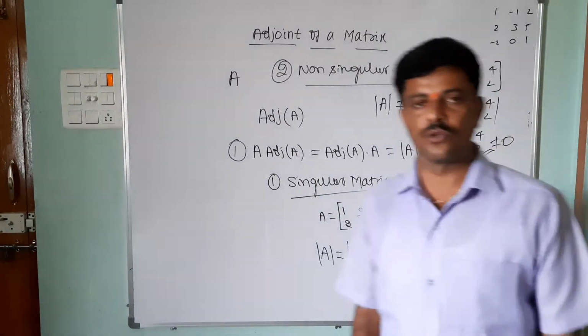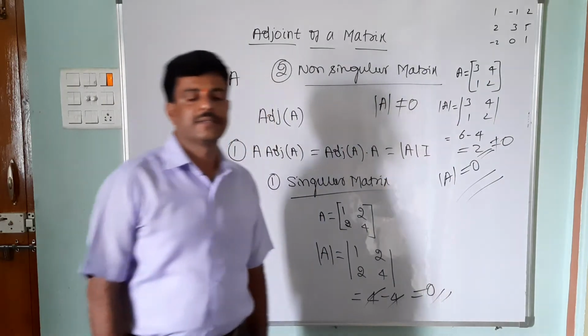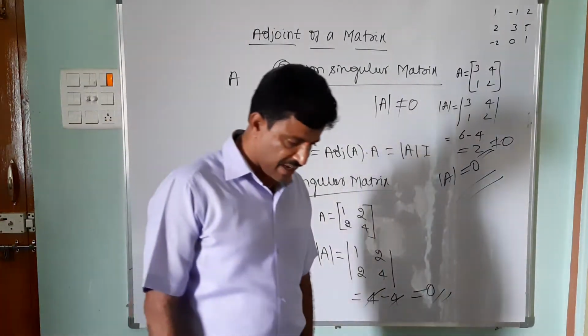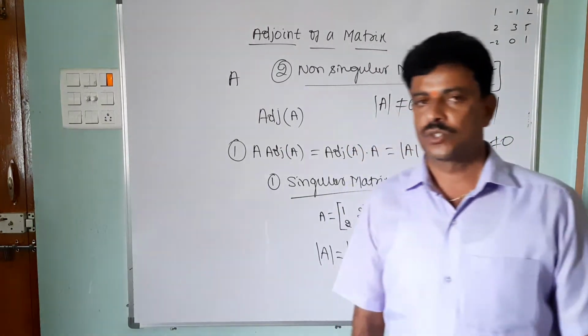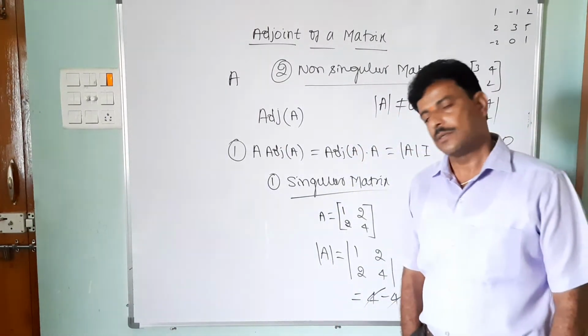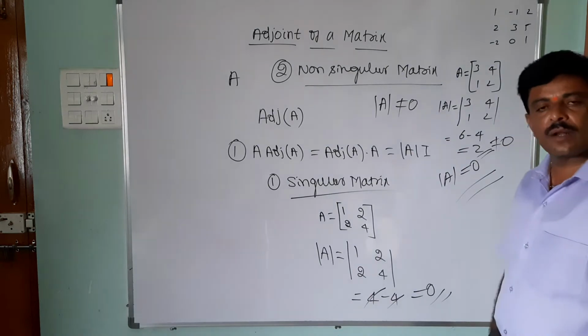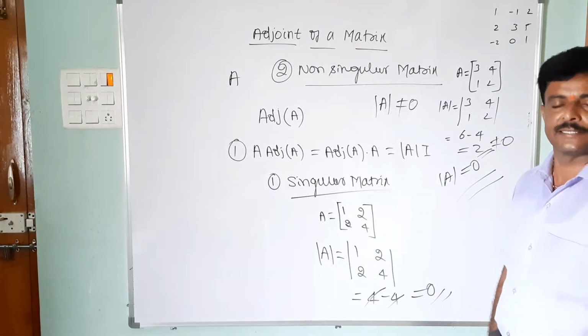So that is equal to determinant of A into I. Next, another definition is introduced: adjoint of a matrix. That is very important. First one, singular matrix.